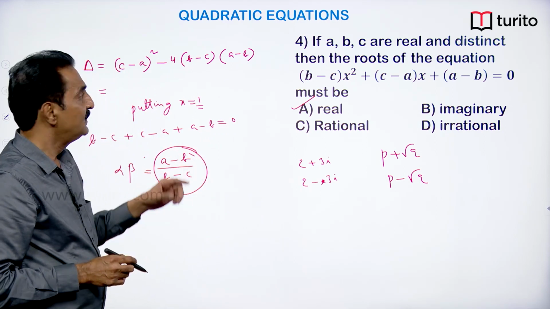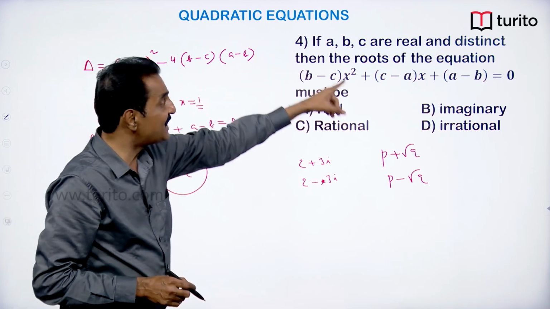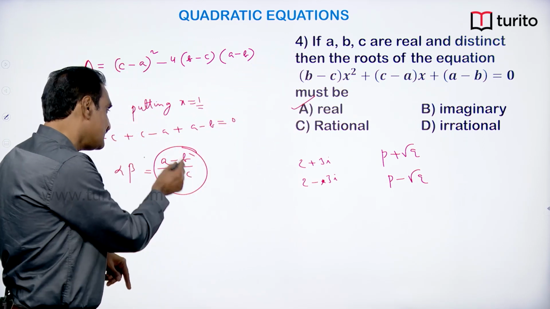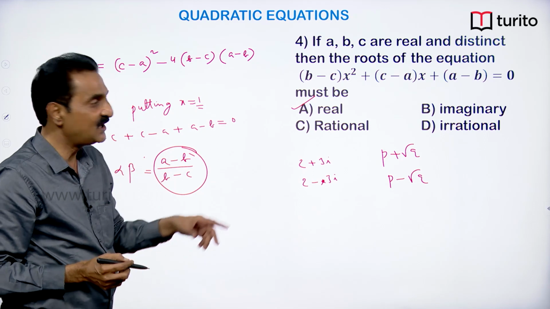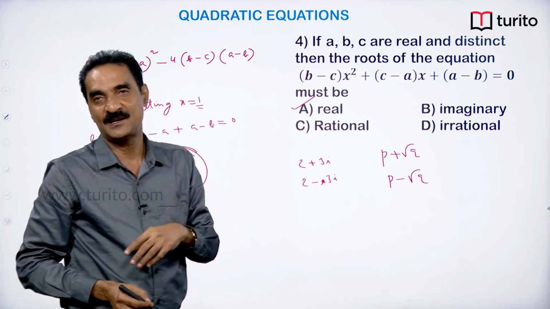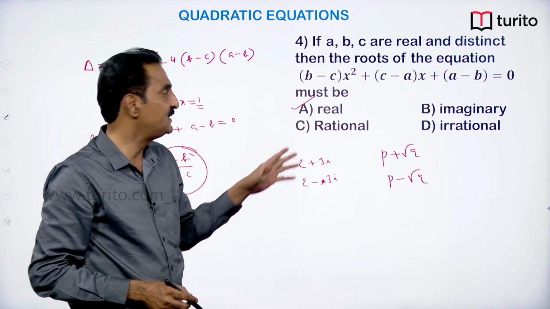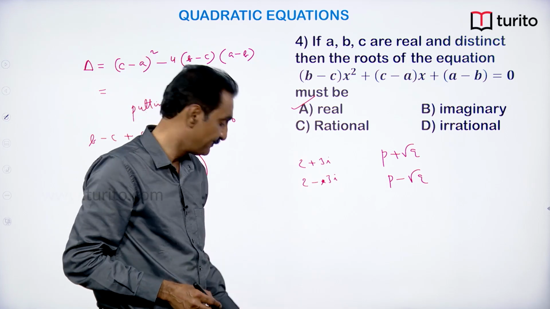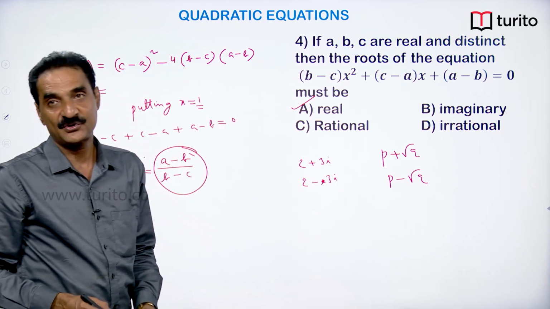If a, b, c are rational, then definitely the other root is rational, since already one is rational, and then c would also be a correct answer. But here in this question, only a is correct. Next question.